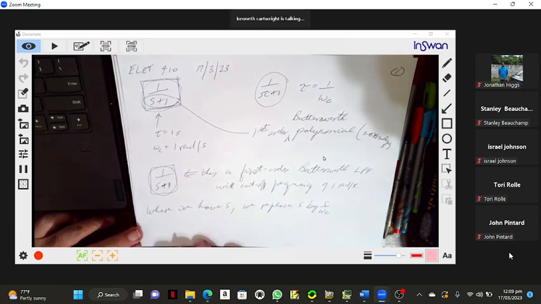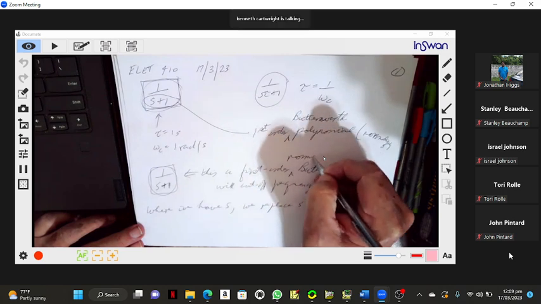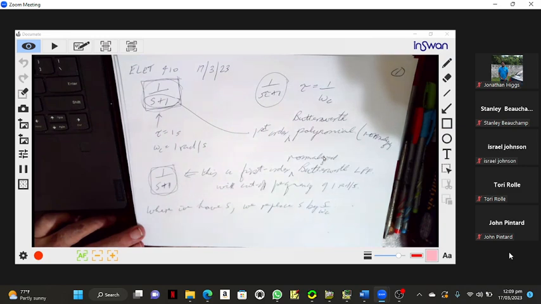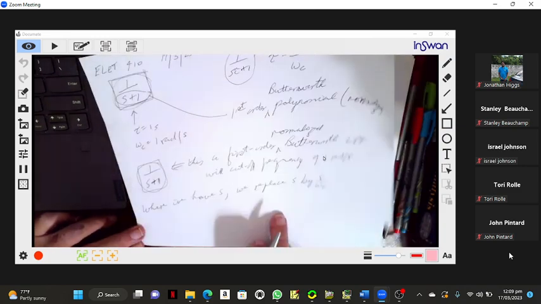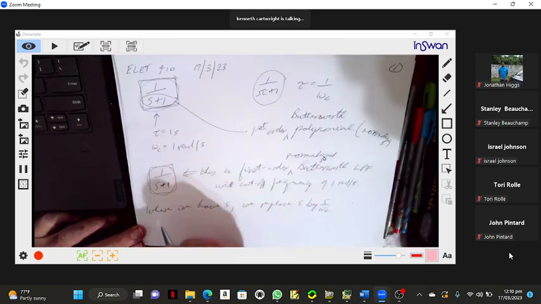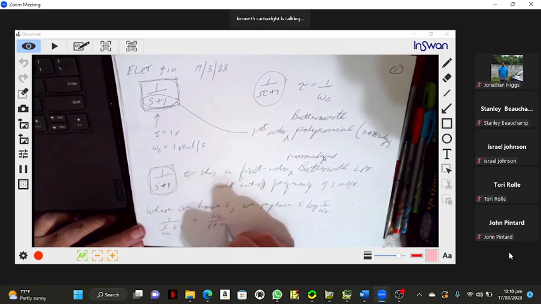All right. Let's just say normalized. Normalized simply means the cutoff frequency is 1 rad per second. So where we have s replaced by s over omega C, we have 1 over s over omega C plus 1. So that's omega C over s plus omega C.